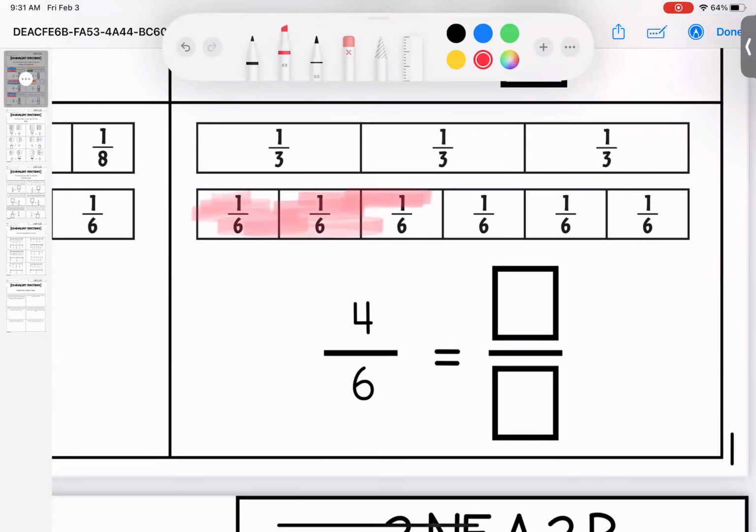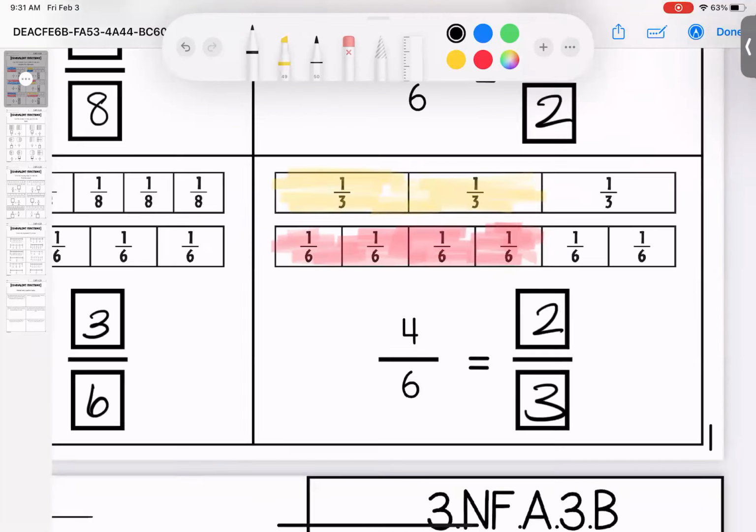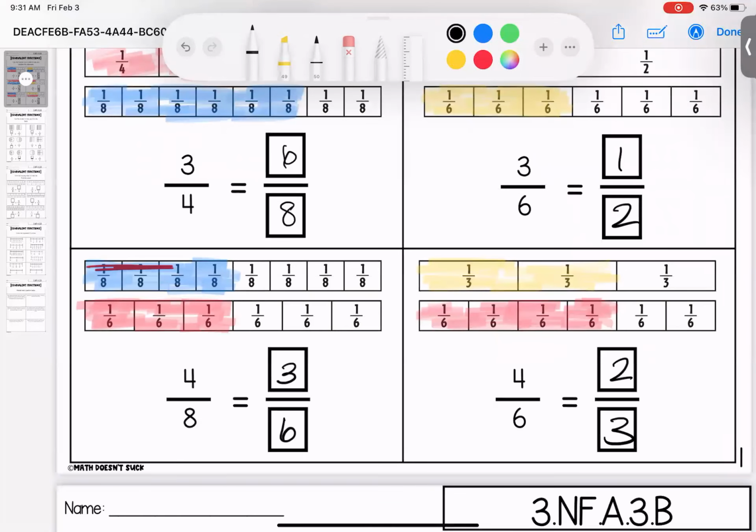I have 4 of my 6. So 1, 2, 3, 4. How many thirds does that give me? That gives me 2/3. That's the end of page 1. If you have any questions, please bring them with you to class.